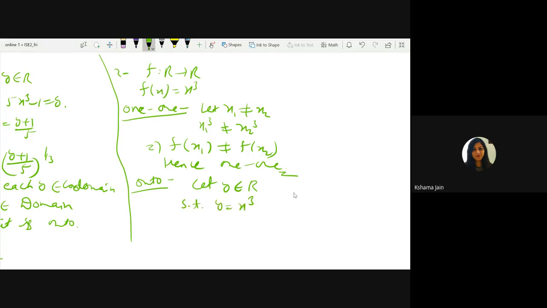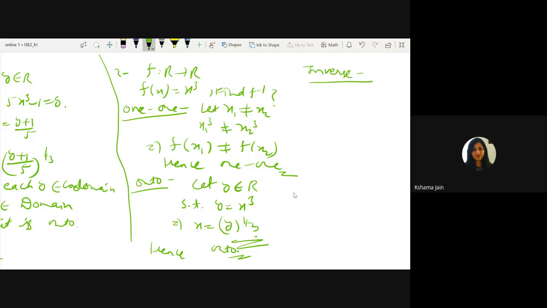Now for onto, let y be some element such that y will be in the form of x cube. So x will be y raised to power 1 by 3. Hence onto means for any y there will be some x like this. Now the question was whether the function is invertible or not. Since this is one-one and onto, hence the function is invertible. Then the next question was to find its inverse.